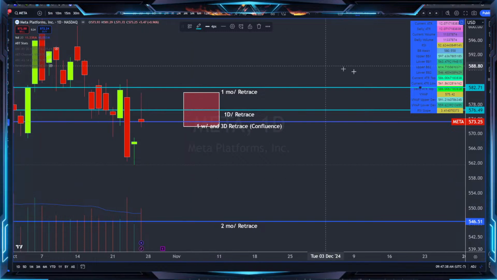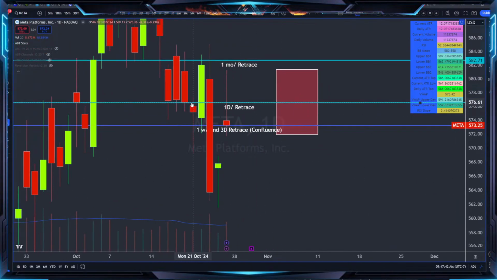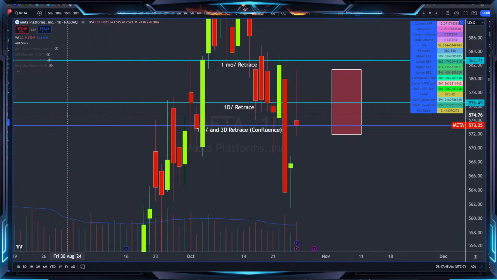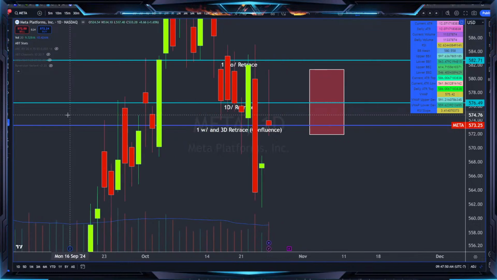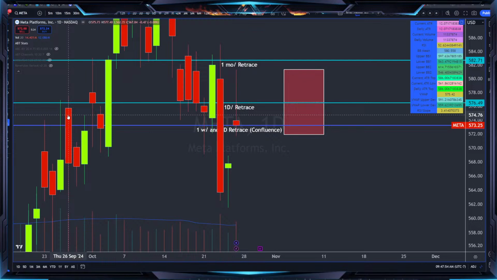Now, the 576.49, if we're focusing on gaps here, that may present a problem. Also, there's another gap right here that's confluent to the top of this candle. Holy crap. So then your probabilities are starting to kind of diminish here.